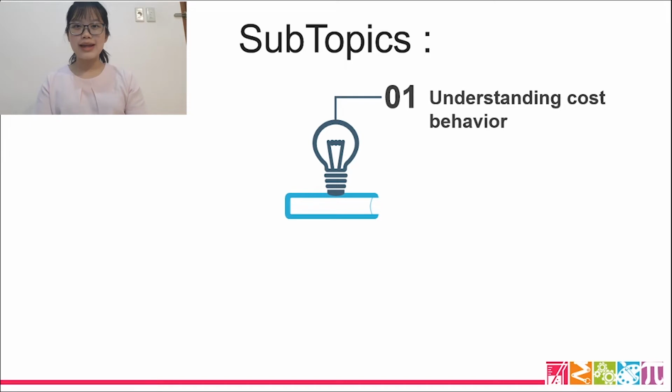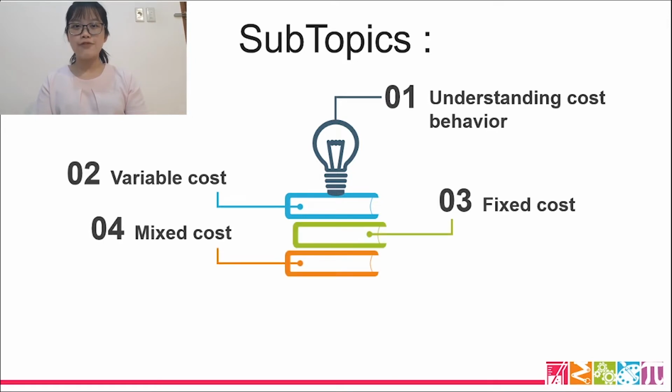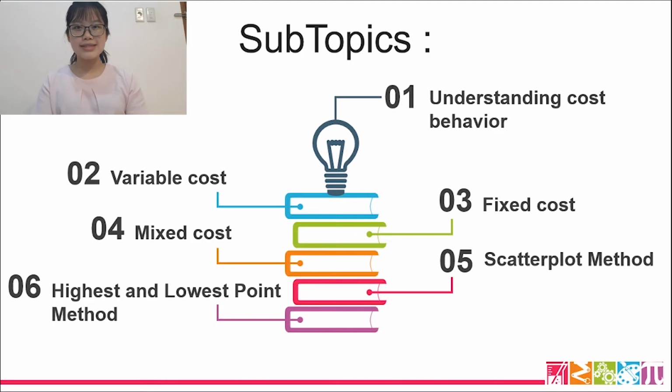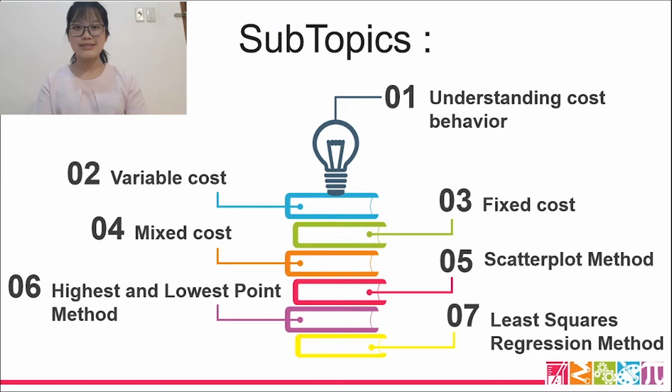The first one is understanding the cost behavior. We will learn what is cost behavior and what is the importance to learn this cost behavior. Next, there are three sections which are variable cost, fixed cost, and mixed cost. And last but not least, we will learn three ways to separate the mixed cost by scatter plot method, highest and lowest point method, or least square regression method.